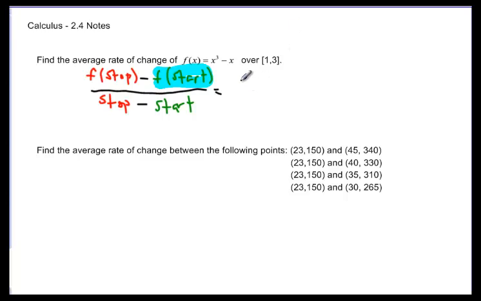So what we're going to have is 3 cubed minus 3, minus, and then parentheses, 1 cubed minus 1, over 3 minus 1. So this is what you're going to have to start with, and then just do your math. 3 cubed is 27 minus 3 is 24. 1 minus 1 is 0. 3 minus 1 is 2. And so that gives us a rate of change of 12.